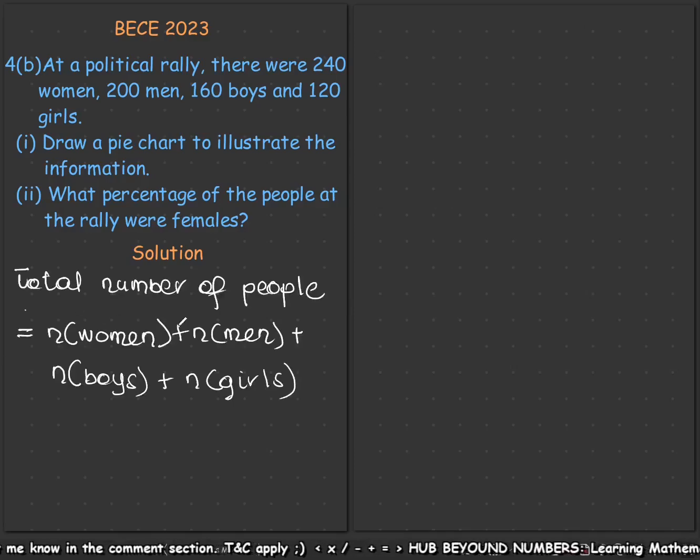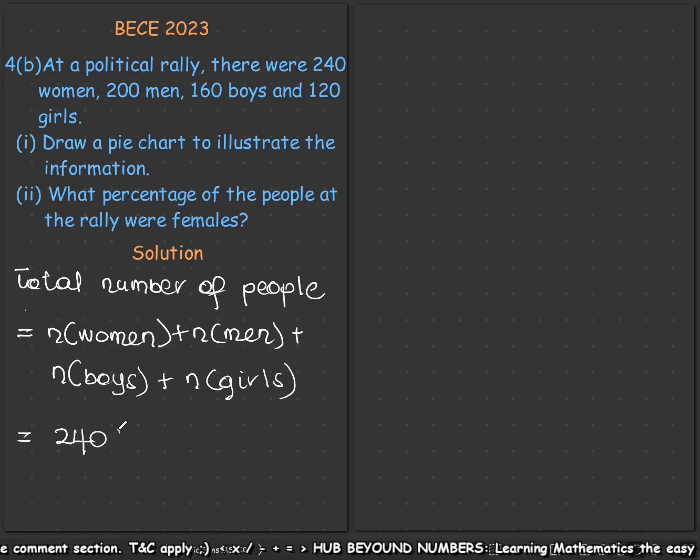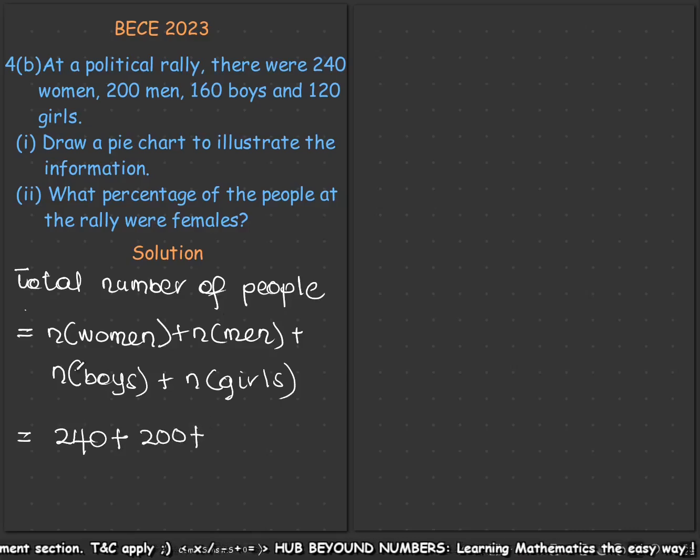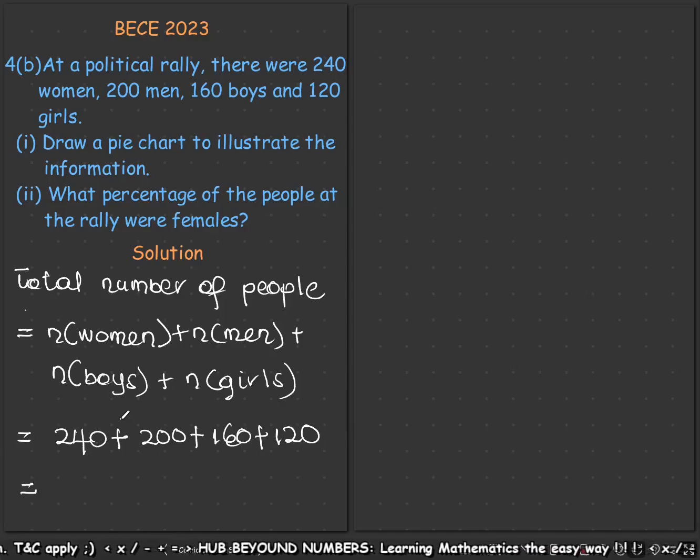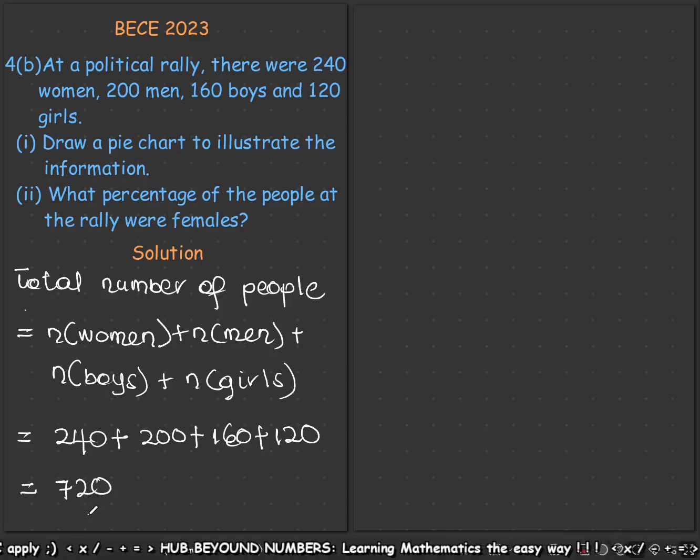So the total number of people is going to be the number of women plus the number of men plus the number of boys and then plus the number of girls. So that is going to be the number of women, which was 240, plus the number of men, which was 200, plus the number of boys, which was 160, and then plus the number of girls, which is 120. If you add all of this, that gives us 720. So this here is the total number of people.